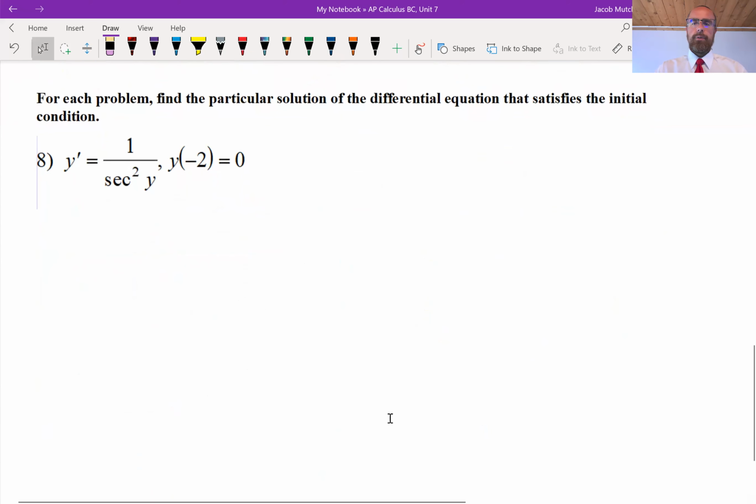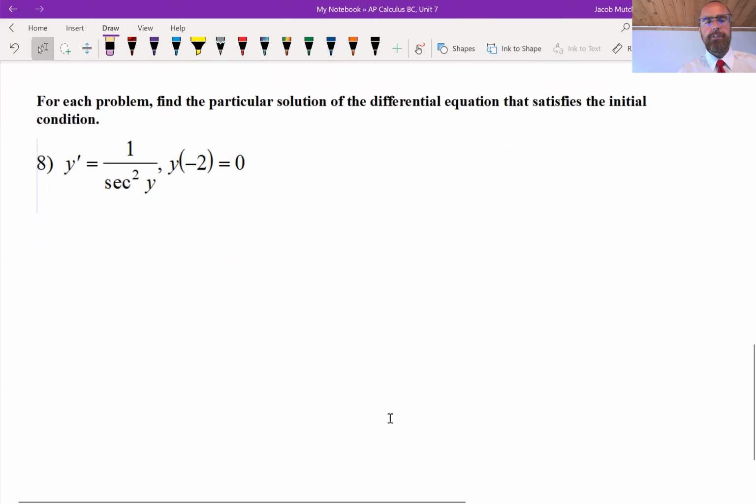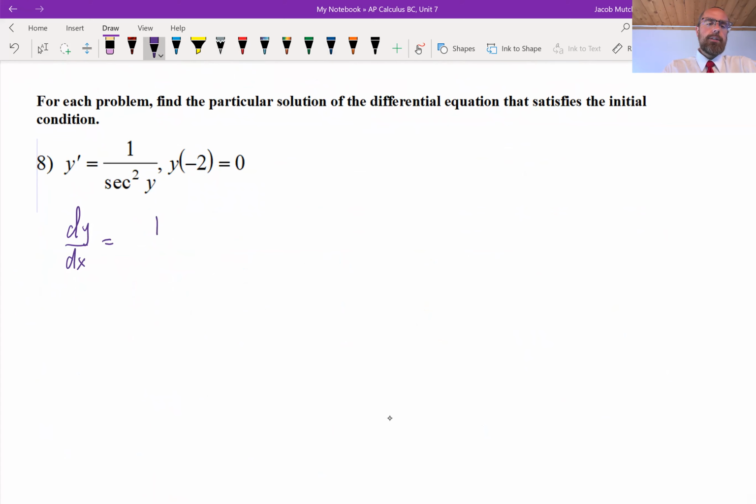Our final example is a trigonometric differential equation. It's also given in the prime notation instead of Leibniz. So I'm seeing here y prime equals 1 over secant squared of y. Initial condition: y at -2 equals 0. Remember, when you have prime notation, you can convert it to Leibniz dy/dx, since that really works well with separation of variables. So I'll just convert it there. dy/dx equals 1 over secant squared of y.